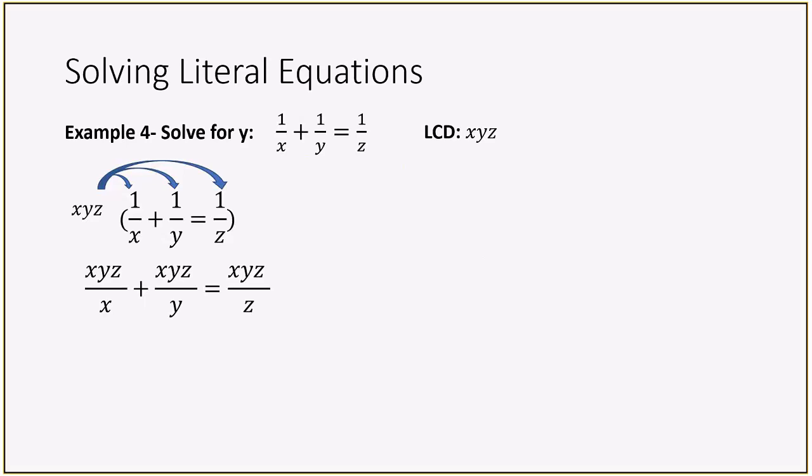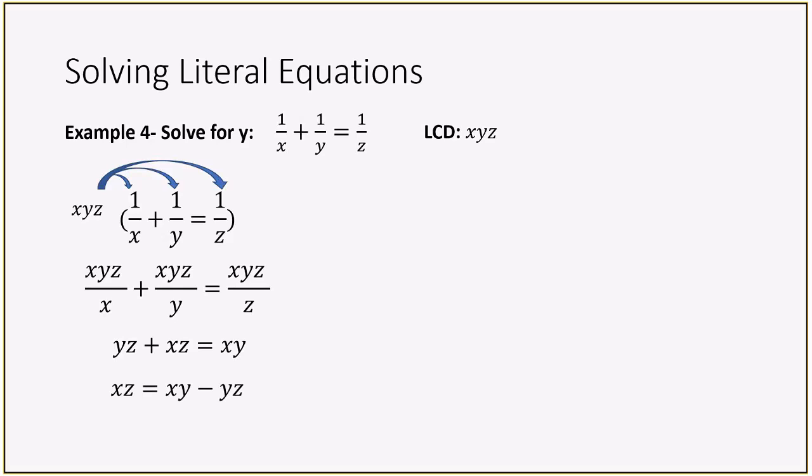Now I can go through and cancel. My first fraction cancels my X. My second fraction cancels my Y's. And my third fraction cancels my Z's. So this is what I'm left with. Now my goal is to get Y by itself. Right now I have Y on both sides of the equation. So I'm going to subtract YZ from both sides.